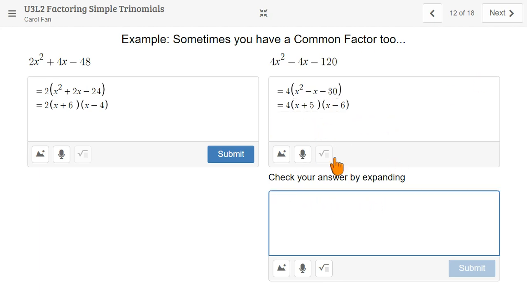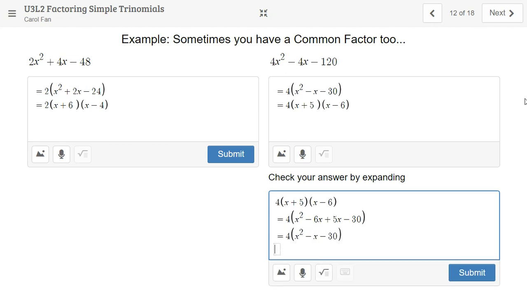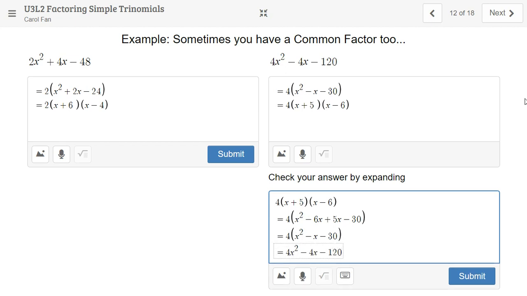Now, if we were to check our answer, let's do this. We would take x squared minus 6x plus 5x minus 30. We're going to simplify inside the bracket first, and then we're going to take the 4 and multiply it in. Since this is the same as the original, I know that this is the correct factored form of this trinomial.